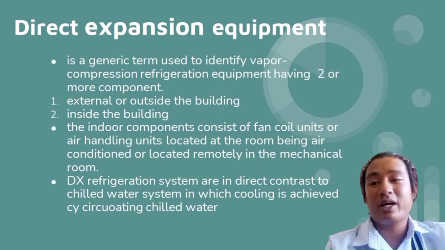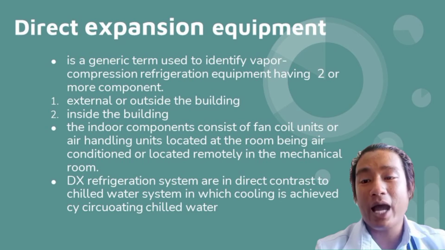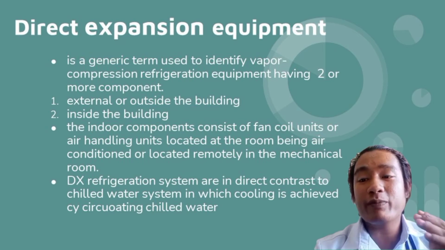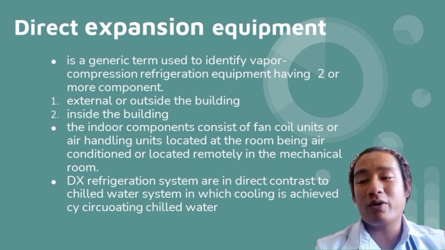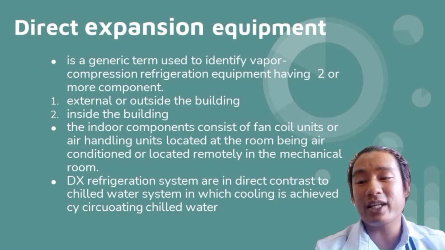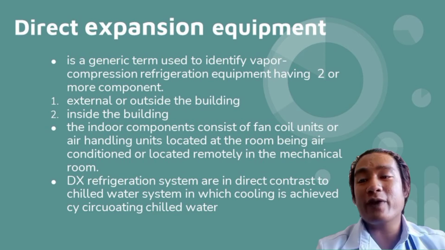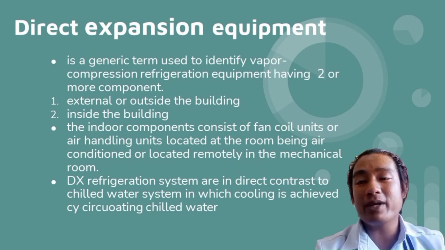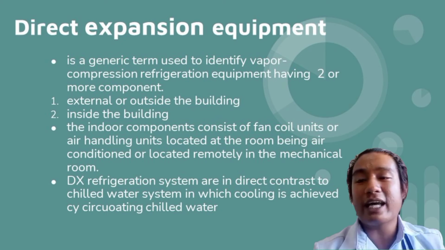Direct expansion equipment. Direct expansion, or DX, is a generic term used to identify vapor compression refrigeration equipment having two or more components. One is usually positioned externally, and the other usually positioned within the building, so internally. Site-installed refrigeration piping that is charged with a refrigerant connects the indoor and outdoor components. The indoor components consist of fan coil units or air handling units that are located in the room being air-conditioned, or located remotely in a mechanical room. Some manufacturers produce external units that may be located internally, and in the case of these units, ductwork is connected to the outdoor atmosphere to reject the extracted heat.